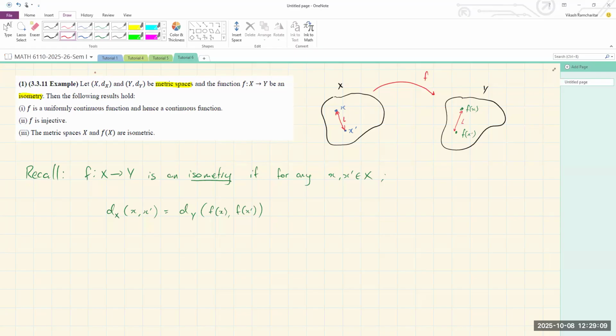Okay. So what we're going to do is prove that isometries have certain properties. The first one is that they are uniformly continuous and therefore continuous. The second is that if you have an isometry, then it is also an injective function, so it is one-to-one. So maybe I should say here what f is: f is an isometry.